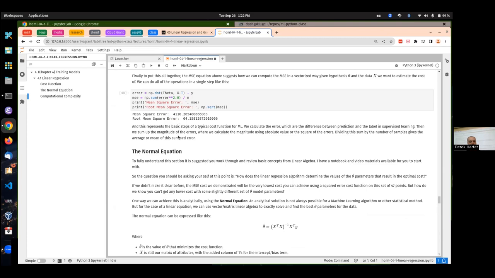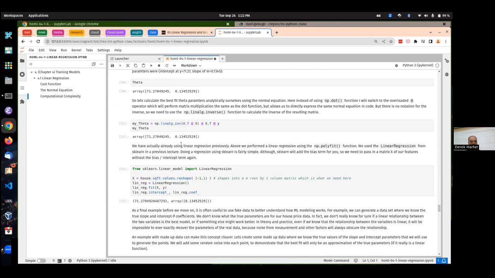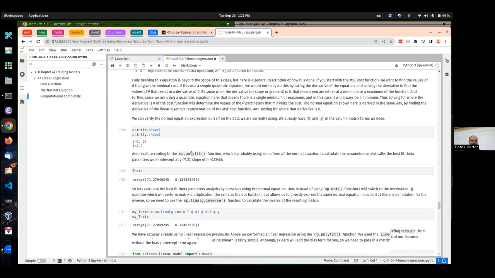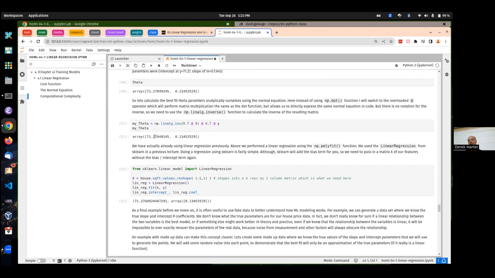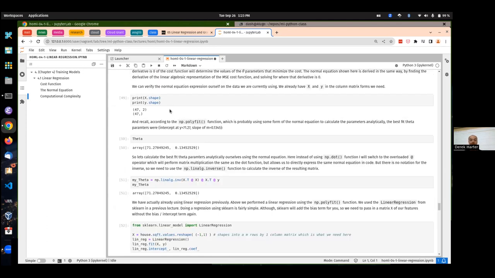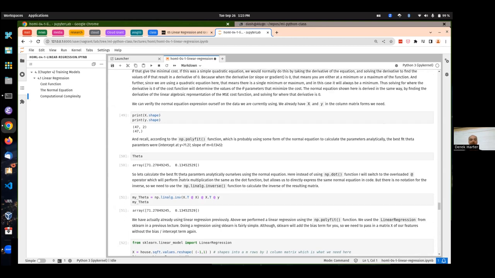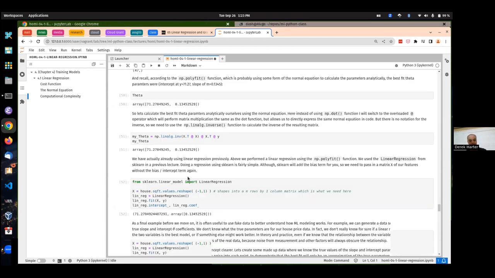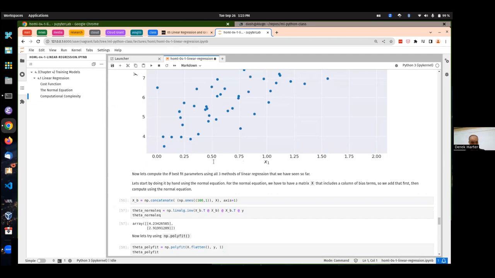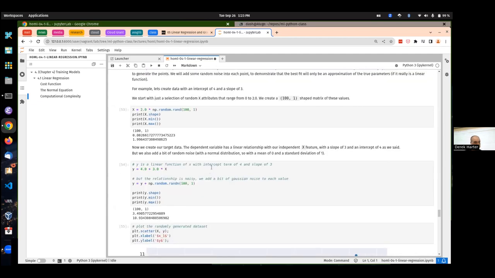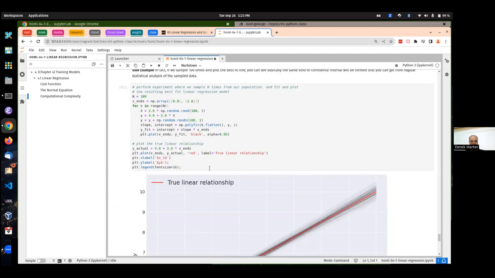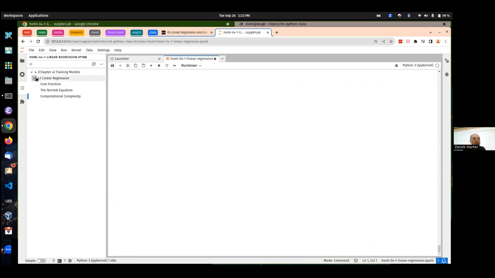But yeah, if you run this, you should find that you get exactly the same intercept and slope as the polyfit gives you. But here we were calculating that using this normal equation. So. All right. And yeah, let's go on here.